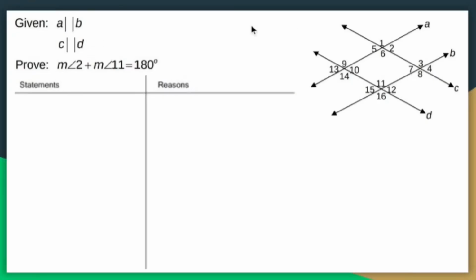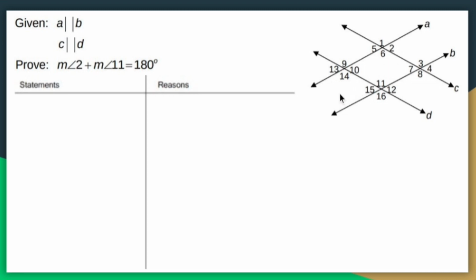All right, we are given a two-column proof where we are also told that A and B are parallel lines and C and D are parallel lines. And from this, we have to show the measure of angle 2 plus the measure of angle 11 is 180.